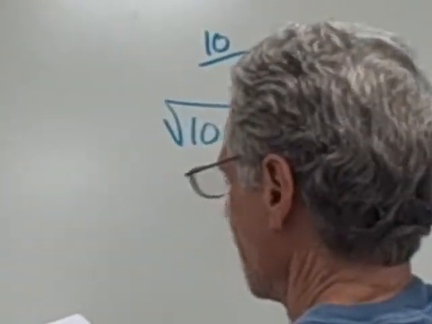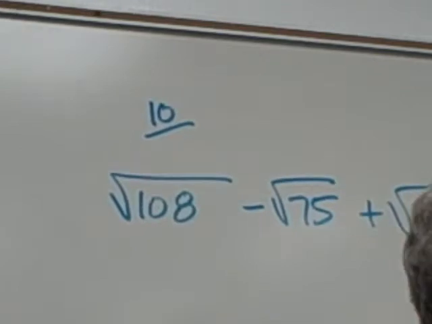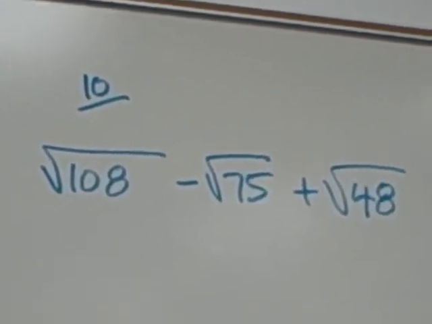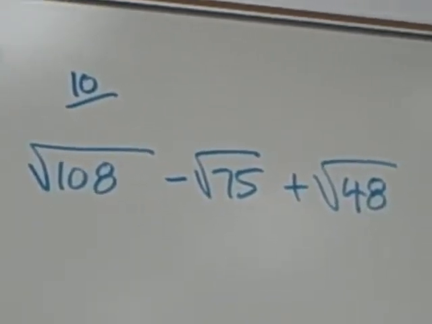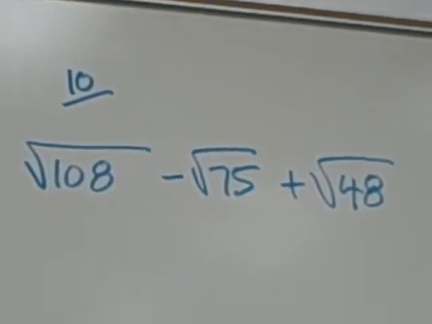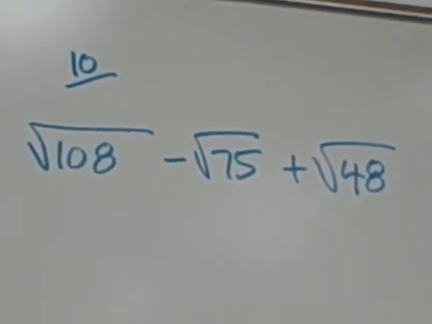Moving right along. Actually, I'm on the second page already. Look at problem 10. We have to simplify this: the square root of 108 minus the square root of 75 plus the square root of 48. Do you notice that those numbers are on my special list? This problem could take some people 3 or 4 minutes to do, but it's probably going to take you about 20 seconds or less.